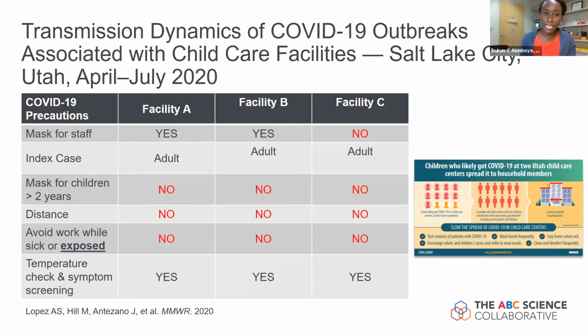And unfortunately, again, the adults that were the index cases were already exposed. At least one of them did not know about the exposure until after they had already come to work. But we had cases where people came to work while sick or exposed. They all had temperature screening, they all had some type of symptom screening. It's important, but like the Swiss cheese model, those things are not enough to prevent spread within a childcare facility. Next slide, please.